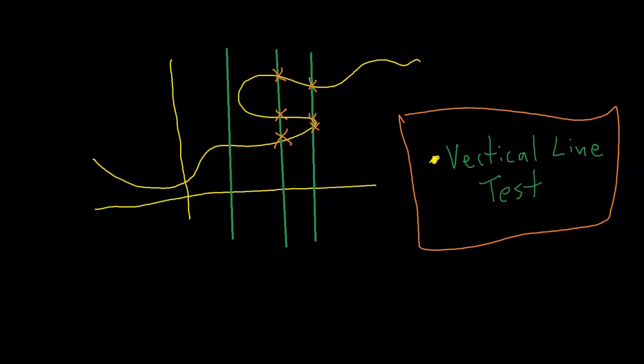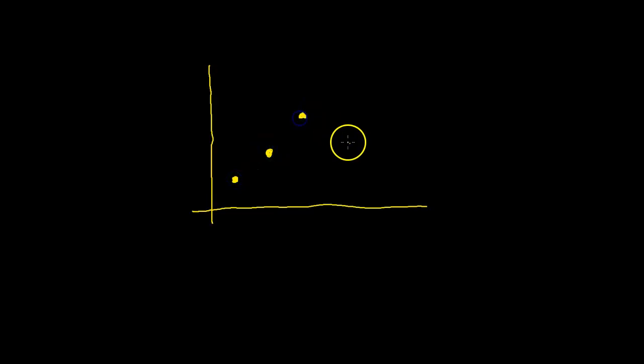Let's take a look maybe at a discrete function. And again, I'm going to be pretty abstract here. I'm not necessarily going to label the axes. I'm just going to say here is our coordinate plane. And let's draw a discrete function. All right, pretty simple graph.